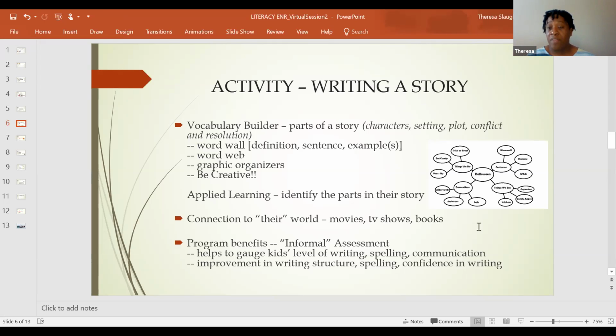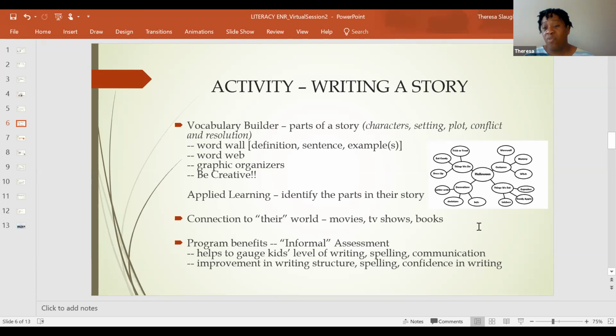Another activity that you can do, and actually I just thought about this one. How many of you remember the two guys, Siskel and Ebert, where they were movie critics? Yeah. So now that we know what characters are, we know our vocabulary, now we can become movie critics, and we can watch a movie. We can do TV shows.